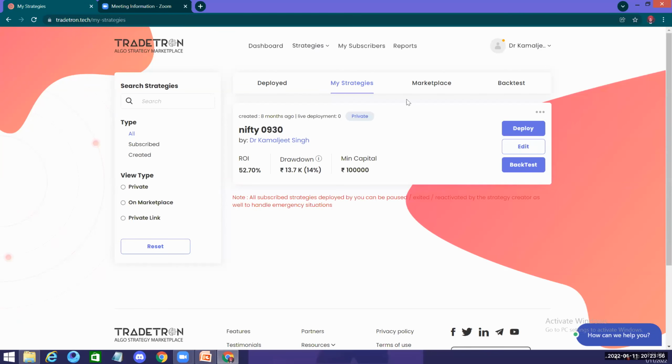So any issues till now, anybody has? Yeah, this is option selling on both the sides. Reddy sir, you are not able to see my screen. I am able to see you.